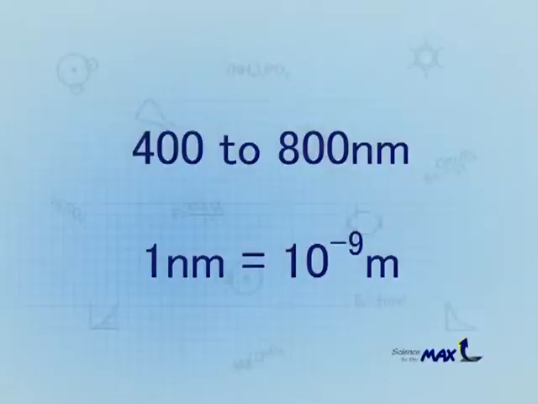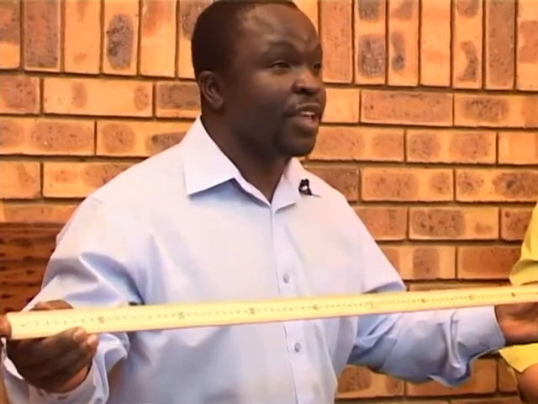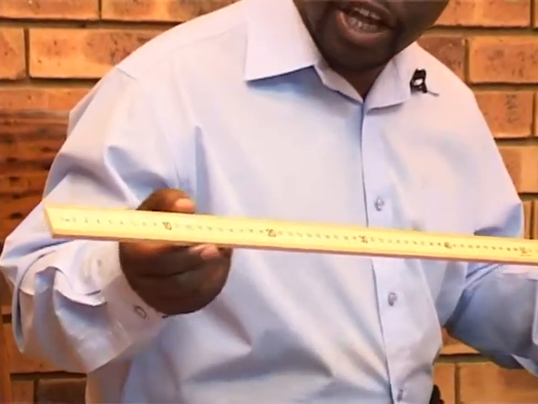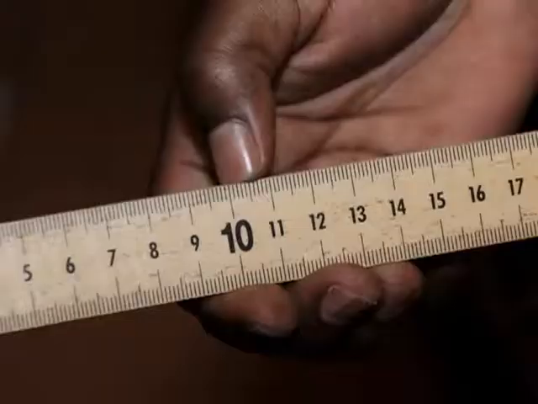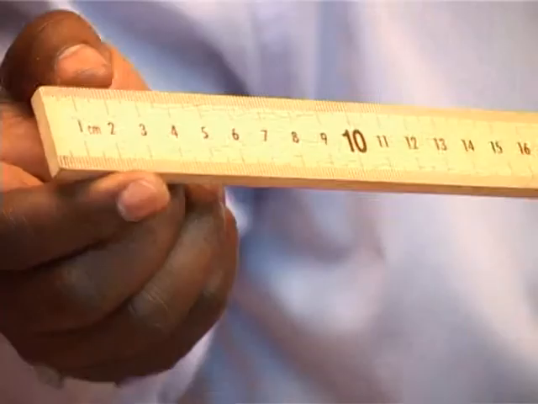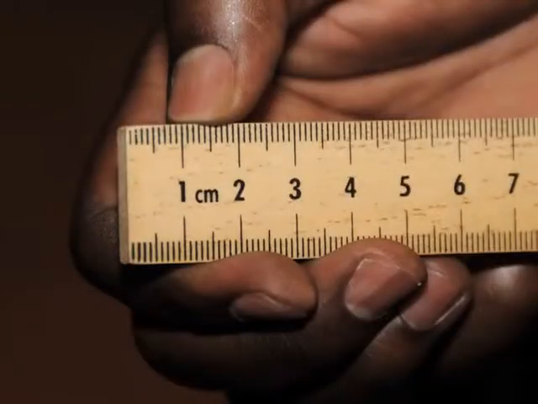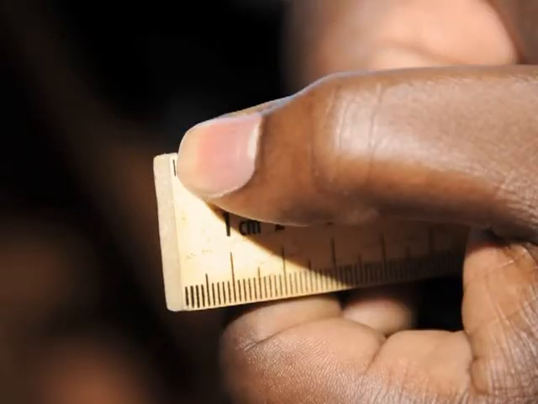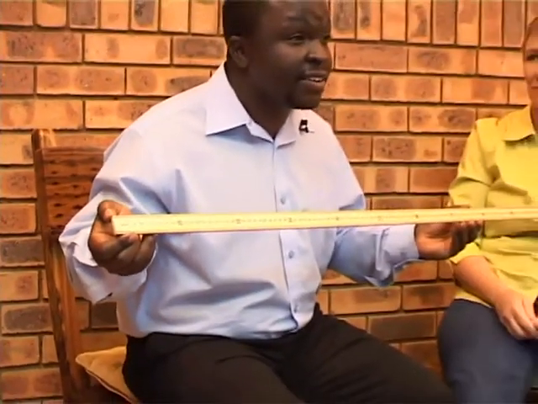In fact, about 400 to 800 nanometers. Remember, a nanometer is the same as 10 to the power minus 9 meters. That is really, really tiny. Take a look at the meter ruler. If we divide this meter ruler by 10, you'll get 10 to the power minus 1. If we divide this again by 10, you'll get 10 to the power minus 2. If we divide this again by 10, you'll get 10 to the power minus 3. Now carry on dividing by 10 until you reach 10 to the power minus 9.